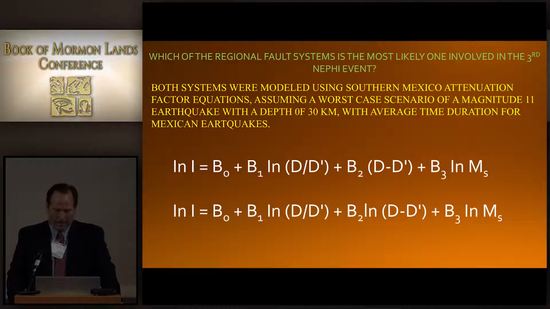So one question I've got to answer is, which of the regional systems that I showed you? You had the subduction zone system, you had that strike slip fault system, the Veracruz fault system. So I've really only got two that look like they could generate a regional earthquake system. Which one is the most likely for the third Nephi event?